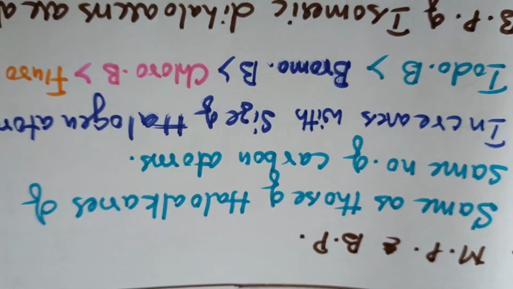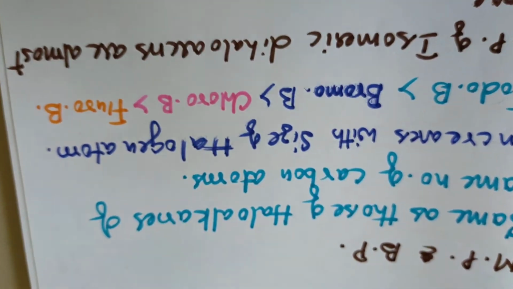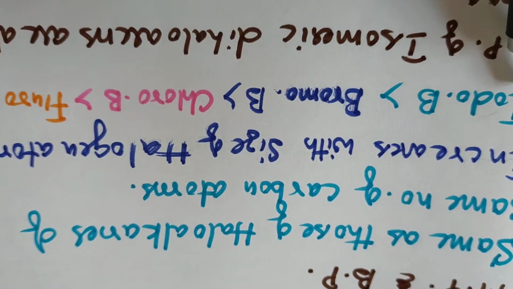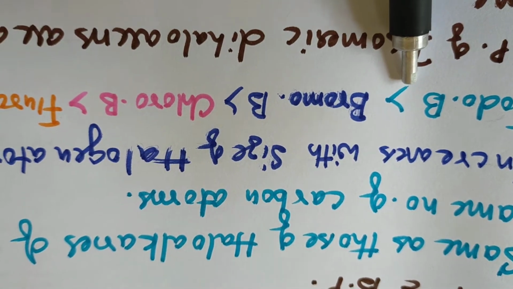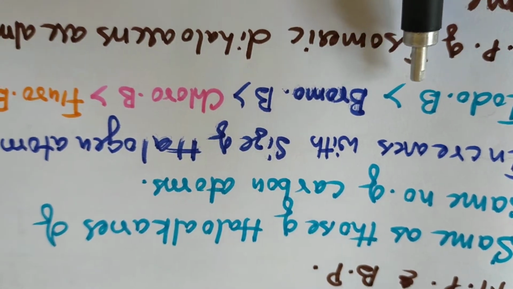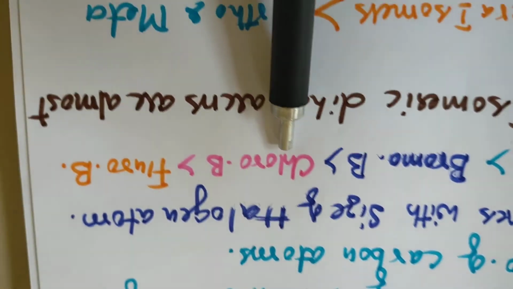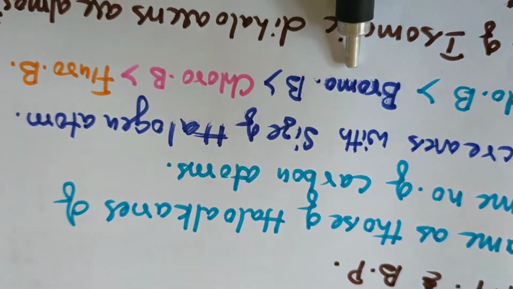But one thing is that it increases with the size of the halogen atom. The melting point and boiling point of iodobenzene is greater than bromobenzene, and that is greater than chlorobenzene. Again, chlorobenzene is greater than fluorobenzene. So this is one point.